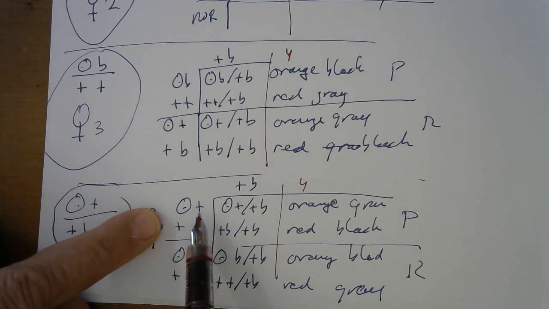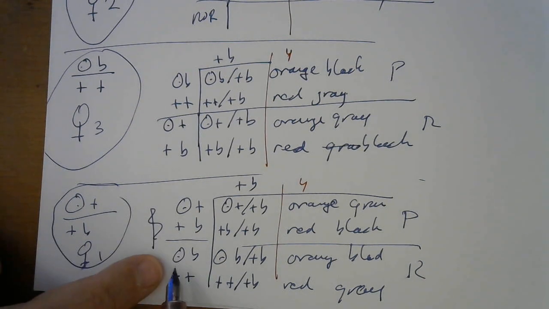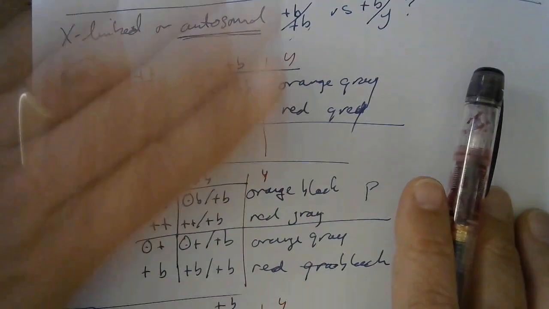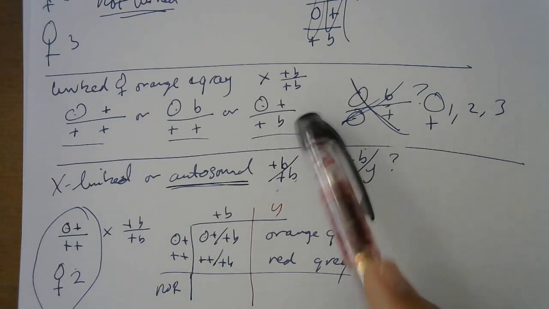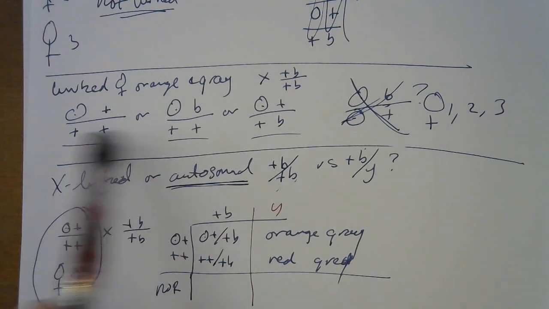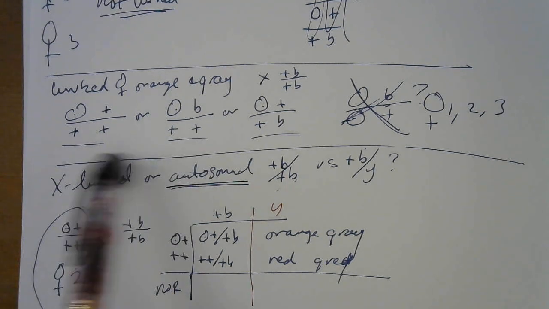Orange gray, red black, orange black, red gray. So I can't rule out X-linkage from this data. Maybe I'm missing something here, because these 3 phenotypes, these 3 genotypes, could they have come from, I don't think so.